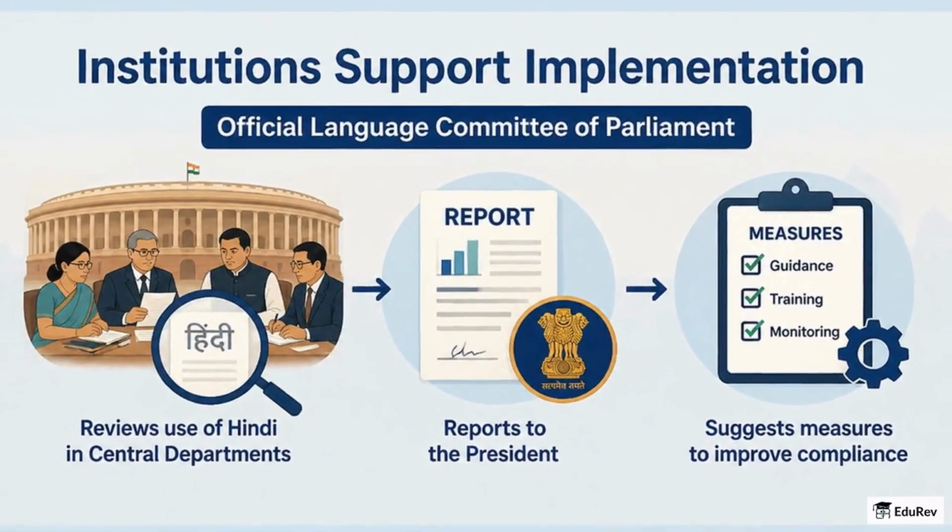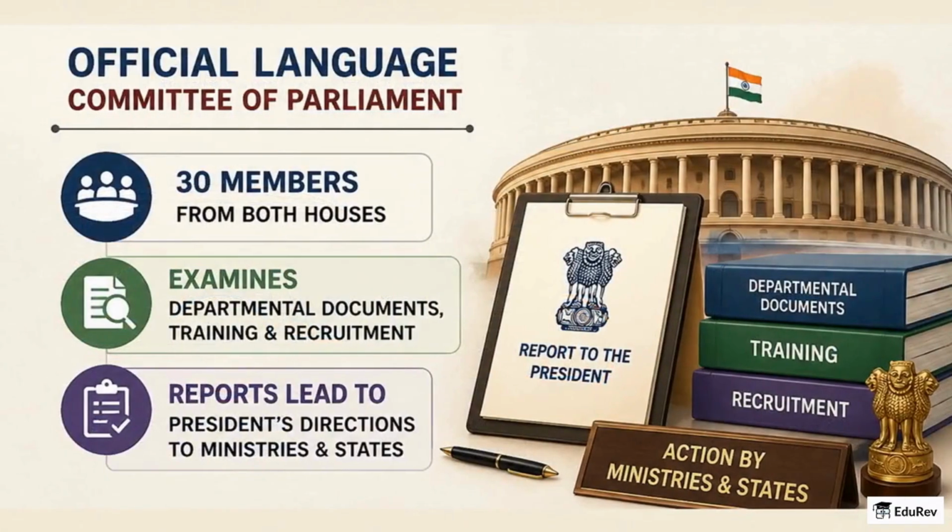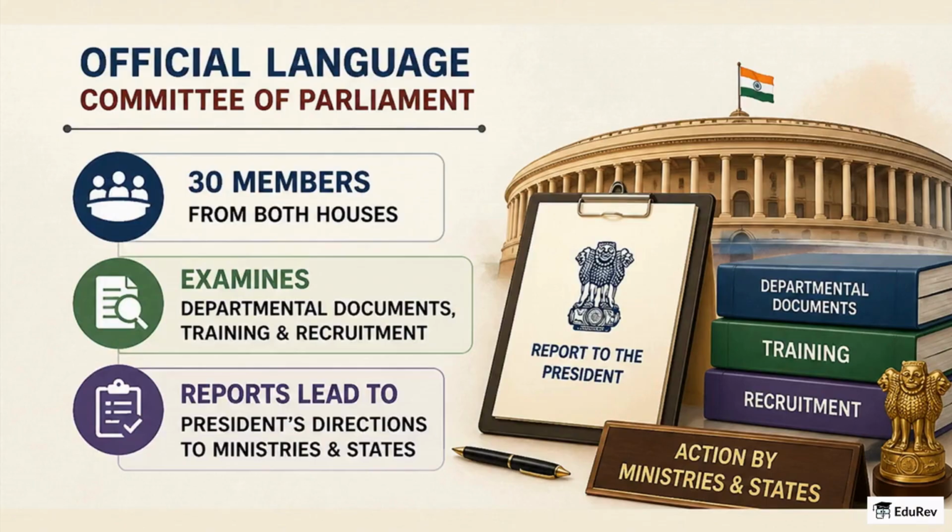Institutions support implementation. The Official Language Committee of Parliament reviews how Hindi is used across central departments, reports to the President, and suggests measures to improve compliance. The committee has 30 members from both houses, examines departmental documents, training and recruitment, and its reports can lead to directions from the President for action by ministries and states.